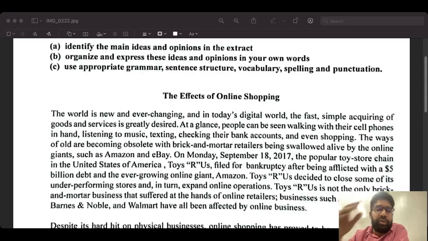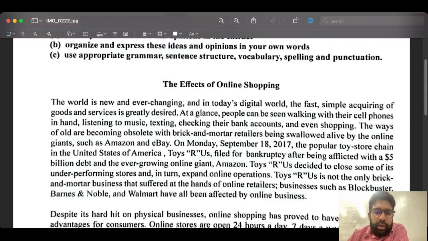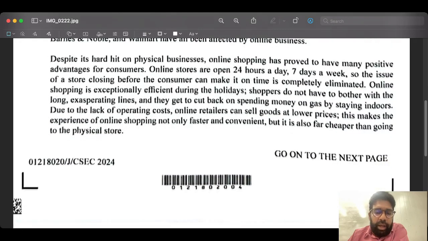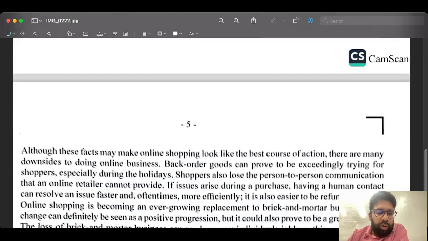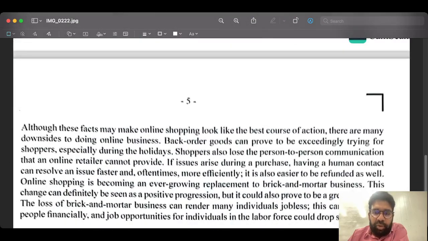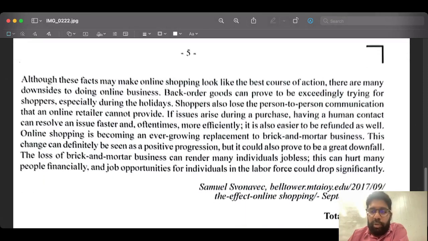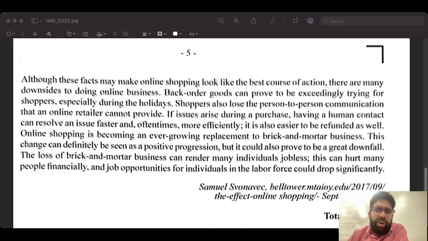Online stores. The first point, which was that the ways of old are becoming obsolete. The next one being Toys R Us is not the only brick and mortar business suffering. What else could you have pulled out for your 5 points? Online stores have many advantages. And the next one being, although these stores may look like the best course of action, there are many downsides. And the last one being the thing about jobs. Around there you get about 5 points.